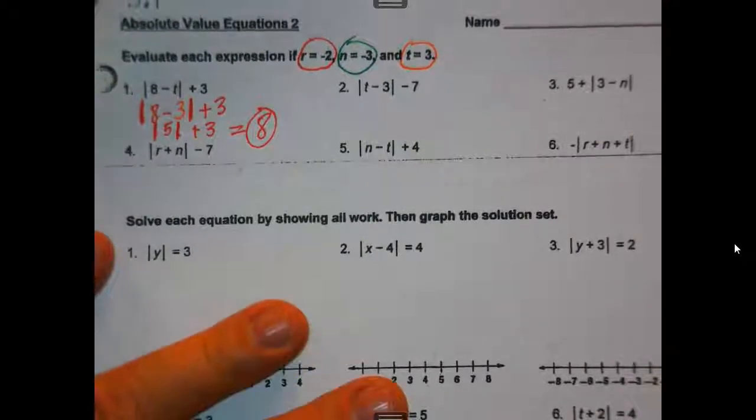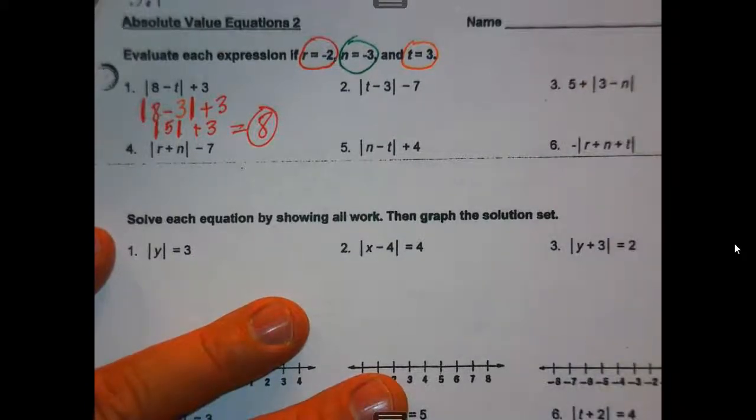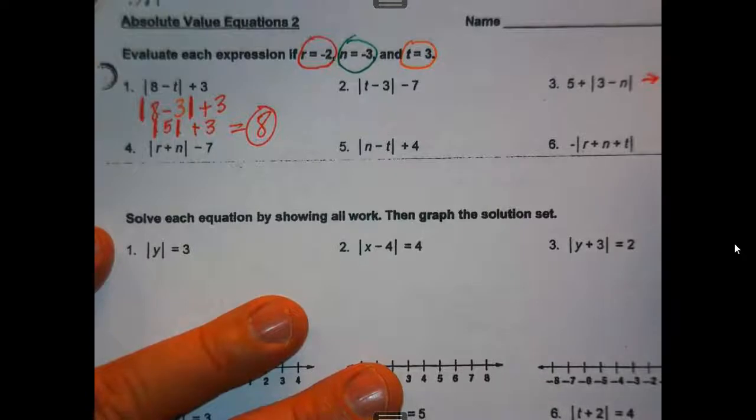Okay, let's do number 3. N is negative 3, so I have 5 plus the absolute value of 3 minus, and my N is negative 3, negative 3. So this equals 5 plus the absolute value of 3 minus negative 3 is positive 6. And 5 plus positive 6 is going to be 11.